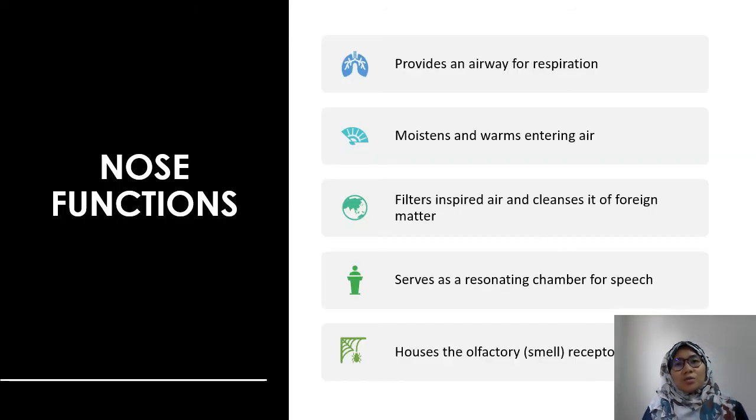Nose functions: it provides an airway, moistens and warms entering air, filters inspired air and cleanses it of foreign matter. Dia akan cuci, sebab tu kita ada bulu hidung, to cuci all the foreign matters. It serves as a resonating chamber for speech. Tak ada hidung, kita susah juga nak bercakap. Kalau hidung tak function ataupun you dapat selesema, you akan bercakap suara sengau. And it also houses the olfactory receptors, the smell receptors.